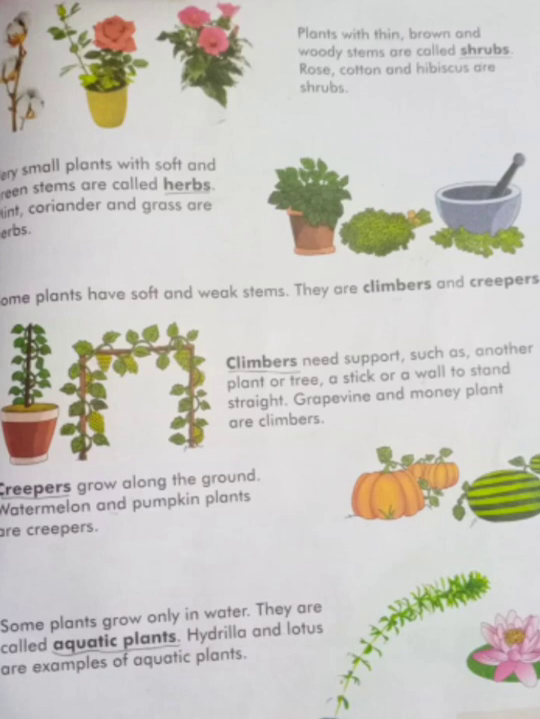Next is creepers. Creepers grow along the ground. Watermelon and pumpkin plants are creepers. Yes, the plants which are growing along the ground are called the creepers. These are the examples of creepers, like pumpkin plant, and then potatoes, turnip, radish, carrot. These all are the examples of creepers. These all plants grow along the ground.